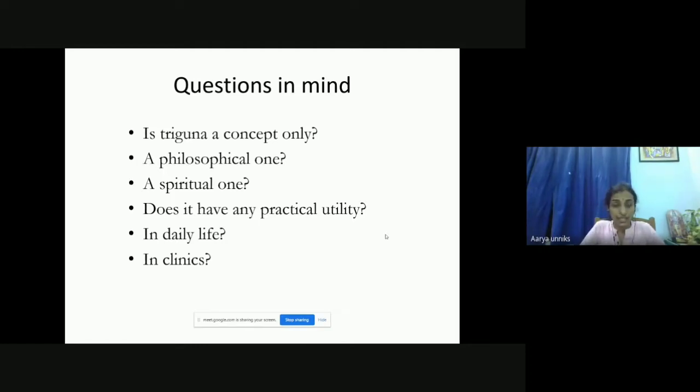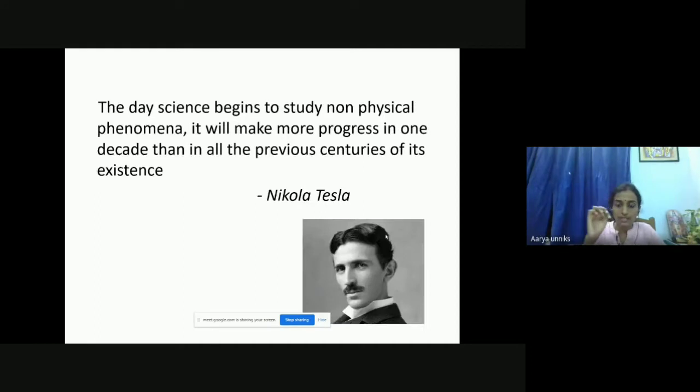So with this, I hope that you'll get a small idea, a bit of introduction to tomorrow's session. So this presentation will be a new beginning, I guess. As Nikola Tesla, the great inventor and physicist, has said, the day science begins to study non-physical phenomena, it will make more progress in one decade than in all the previous centuries of its existence.